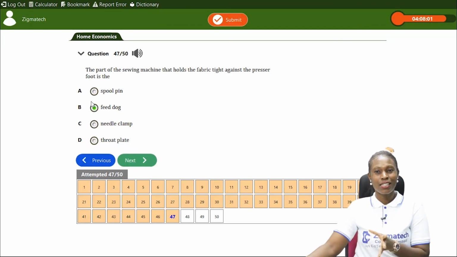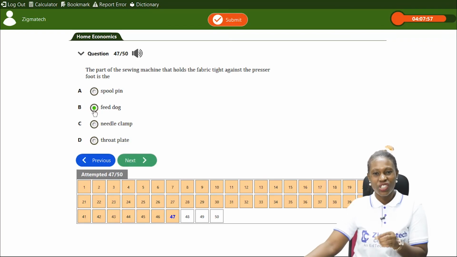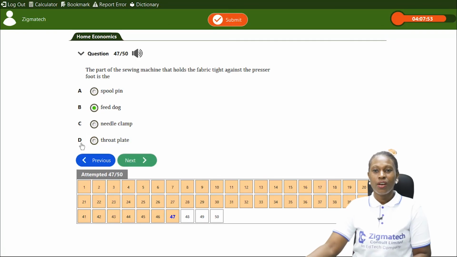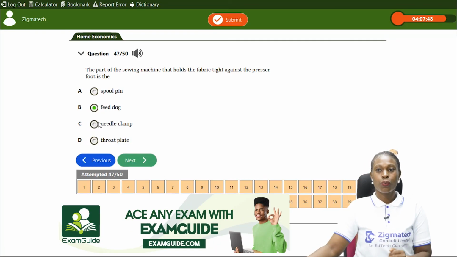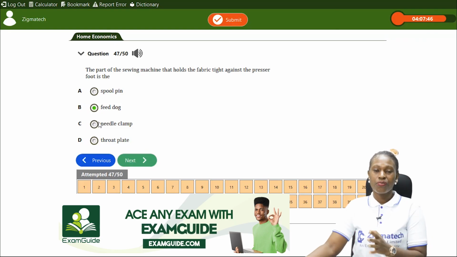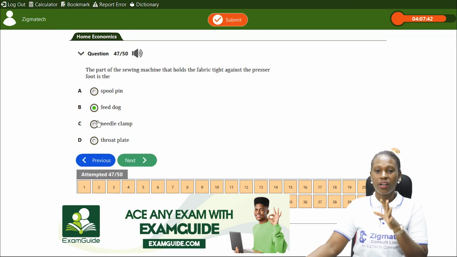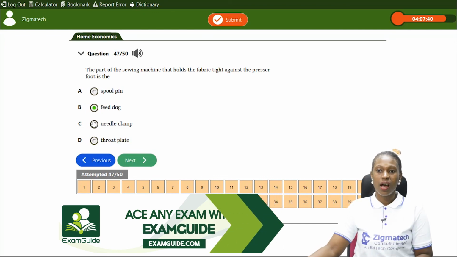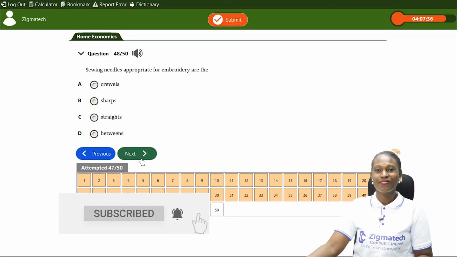And the feed dog is that part of the sewing machine that looks like a canoe-like thing that you press down when you need to sew. So that's the feed dog. It is responsible for holding the fabric and making it tight against the presser foot. Let's look at the next question.